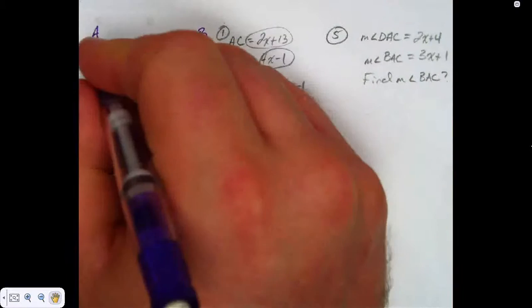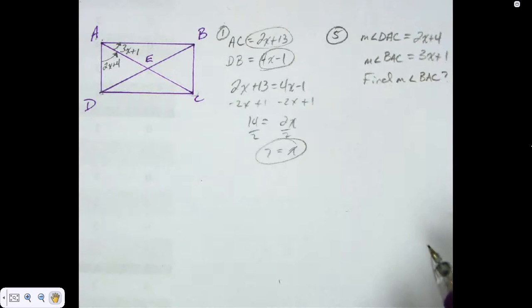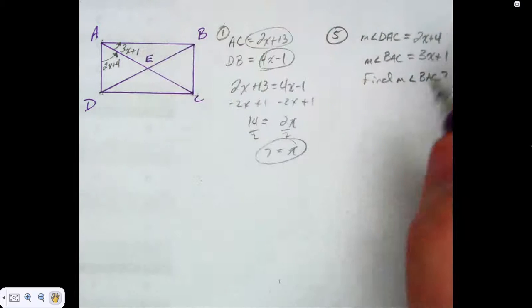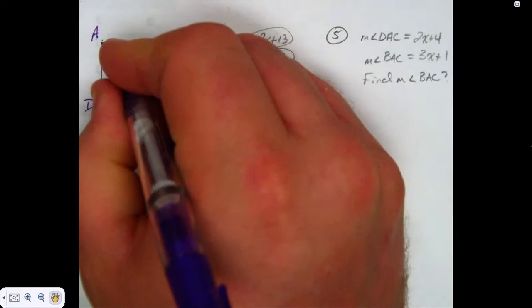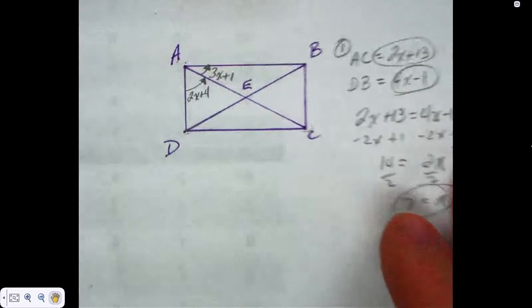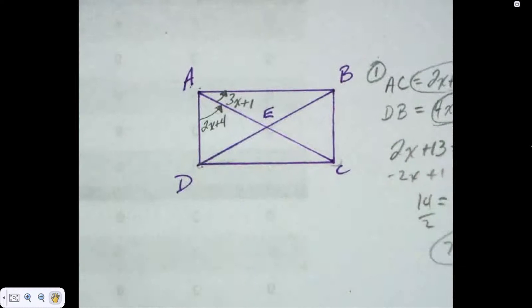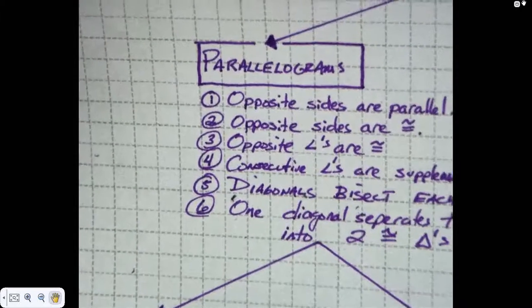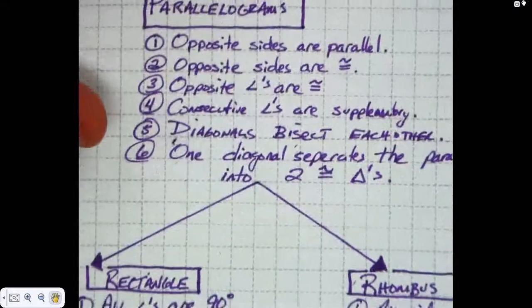The measure of angle BAC, B to A to C, is 3x plus 1. So that's the here to here. Find the measure of angle BAC. And they want us to find that angle. So, okay, am I dealing with angles, diagonals, or sides here? Angles. So, in our 8 rules we have here, we need to look for the word what? Angles. Okay. Opposite angles are congruent, consecutive angles are supplementary. Does that help me?